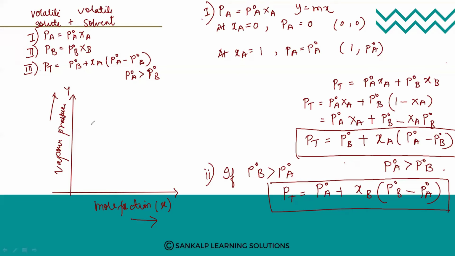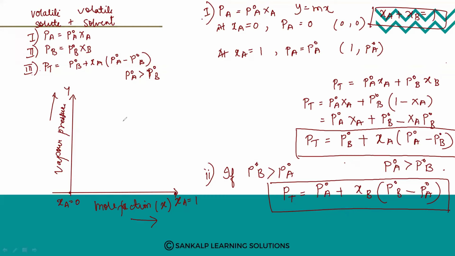So now first we'll draw this. If I take chi of A, the mole fraction of A at 0, it will be here, so I'll write chi of A equals 0 here. And here, chi of A equals 1. We know that mole fraction chi of A plus chi of B will be equal to 1, so the total mole fraction will not be more than 1. So chi of A equals 1, I'll plot it here.